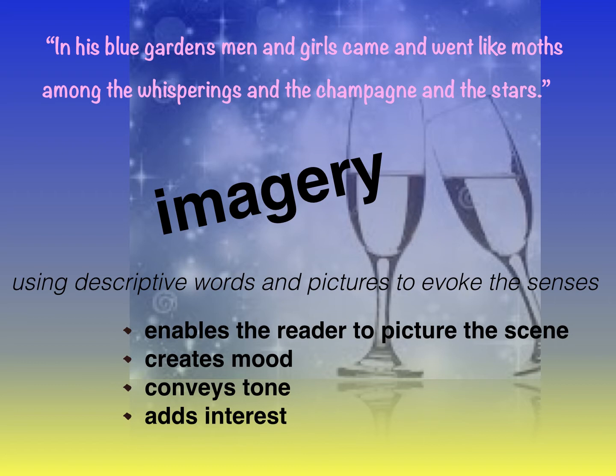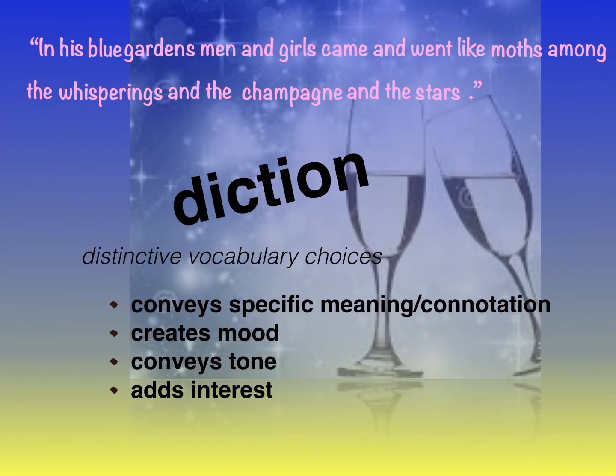Everything is dazzling, radiant, and inviting, and this imagery helps the author express that in a way that's exciting to the reader. So in addition to the image he creates of the guests being drawn like moths, he makes specific word choices that hold significance, and this is called diction. So the words blue, moths, whisperings, champagne, and stars all contribute to the author's tone. So diction is the use of specific vocabulary, and just like imagery, diction makes a story more interesting, it creates mood, and it conveys tone.